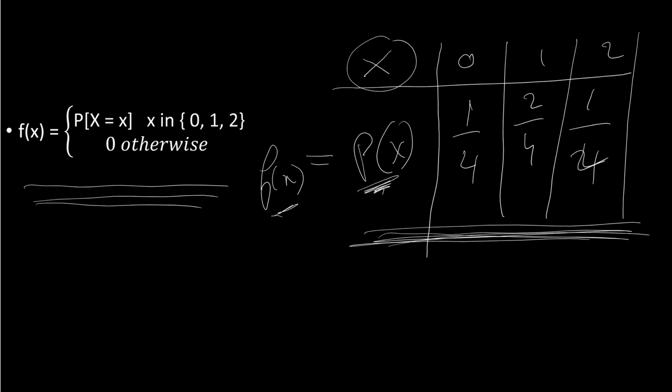So the probability of getting 0 heads is this number, the probability of getting 1 head is this, the probability of getting 2 heads is this. We can generalize that by saying that f of x is the probability mass function of the random variable x, which in this case represents the number of heads that we observe in the experiment.